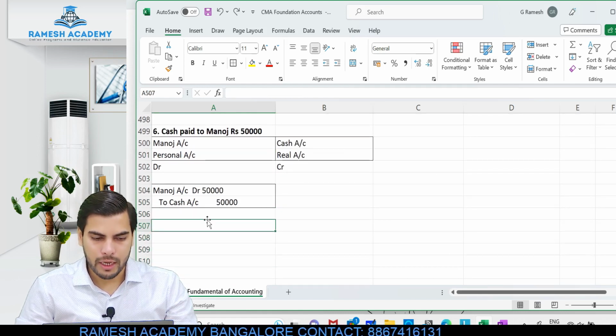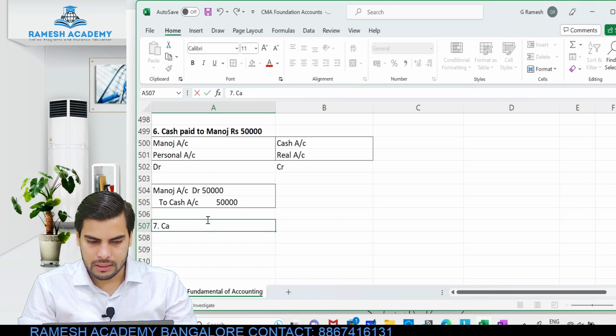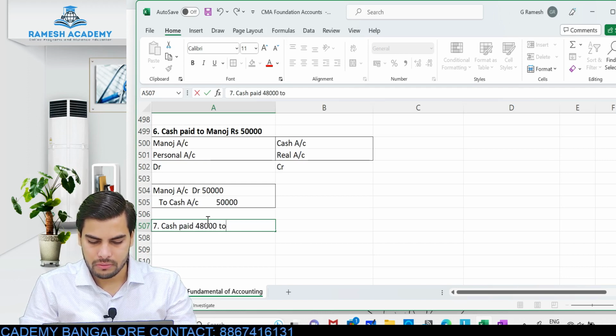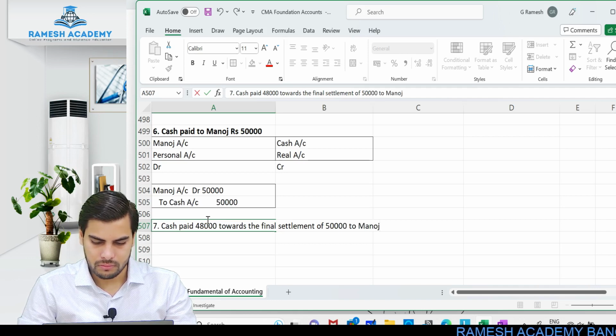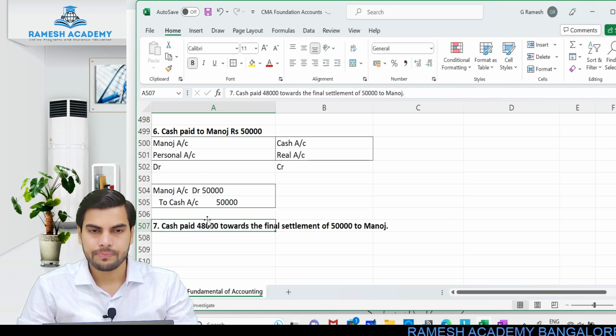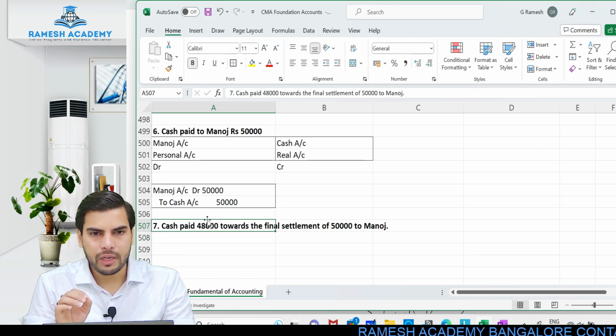Clear? Okay. Suppose, let's say cash paid 48,000 towards the final settlement of 50,000 to Manoj. Okay, so I was supposed to pay 50,000 rupees to Manoj as a full and final settlement. I am settling how much? I am settling 48,000. So let us understand what exactly will be the effect of this transaction.